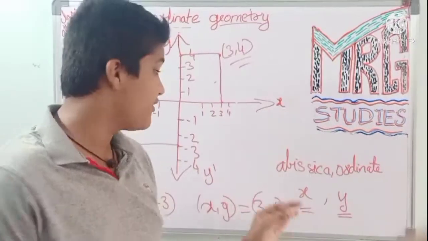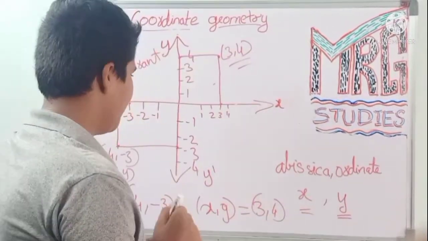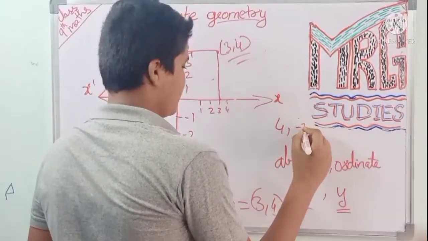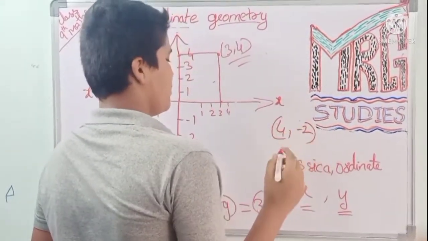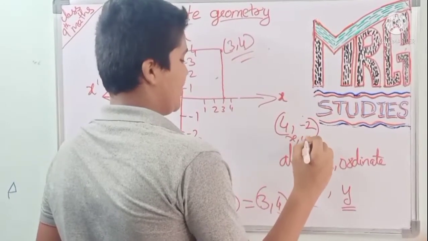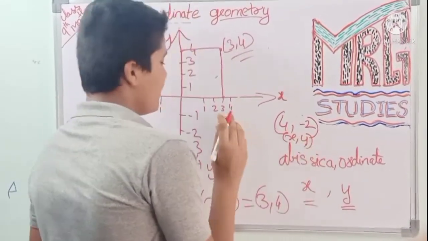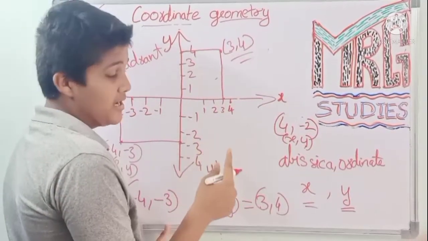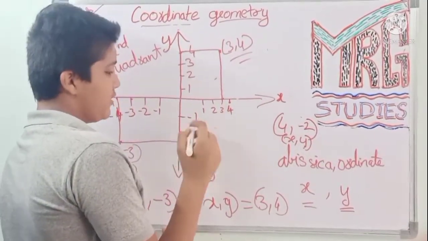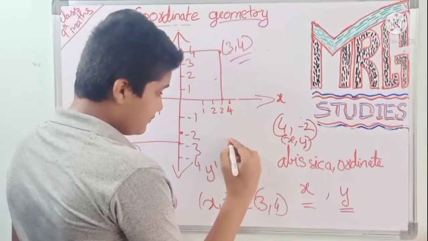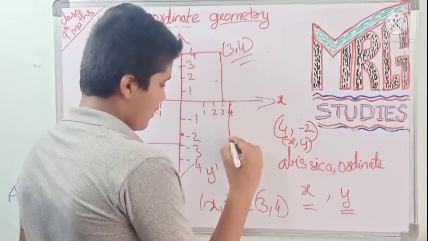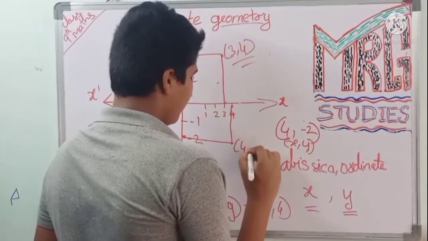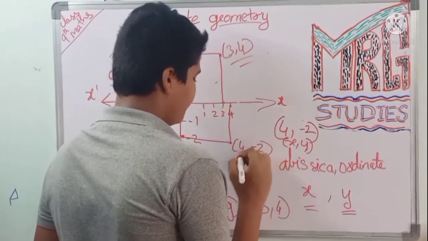For example, here we have a sum like this: 4 comma minus 2. So this is x and this is y. In the x-axis we have found 4. In the y-axis where is minus 2? Here we are. Now let's join this point. And this is 4 comma minus 2.